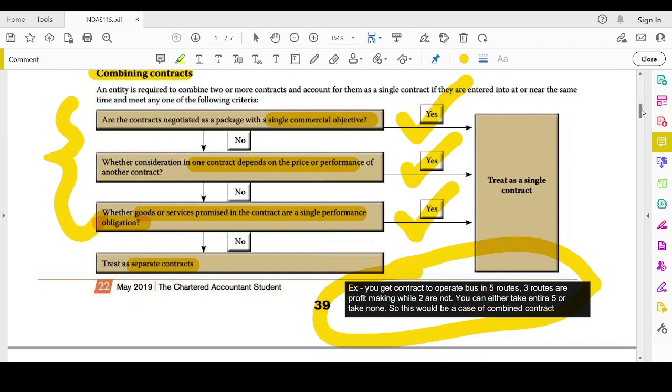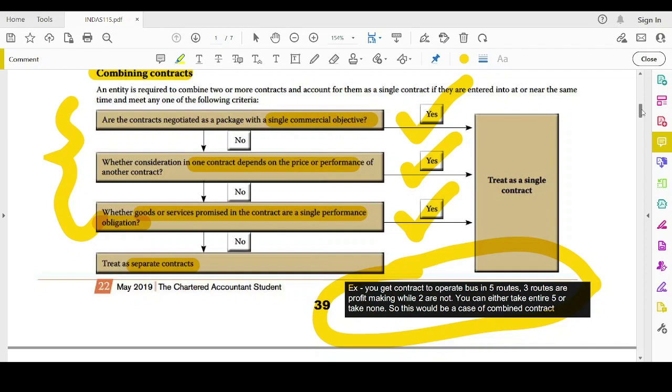So here, I am going to take the two loss-making contracts only because I am also going to get three profit-making contracts. So it is going to be treated as a single commercial objective, and its price is also dependent on the other contract performance obligation. So now, since all the conditions are satisfied, and even if only one is satisfied, we will treat it as a single contract.